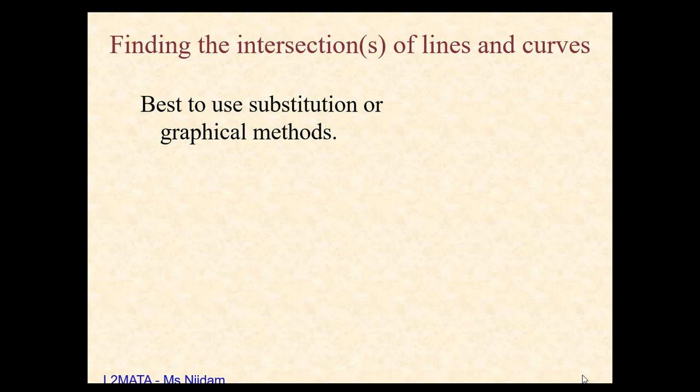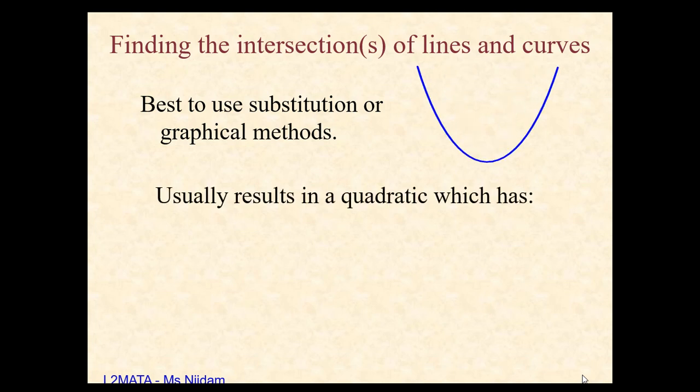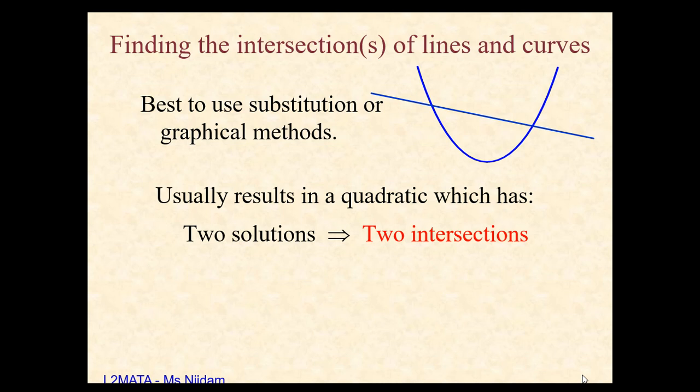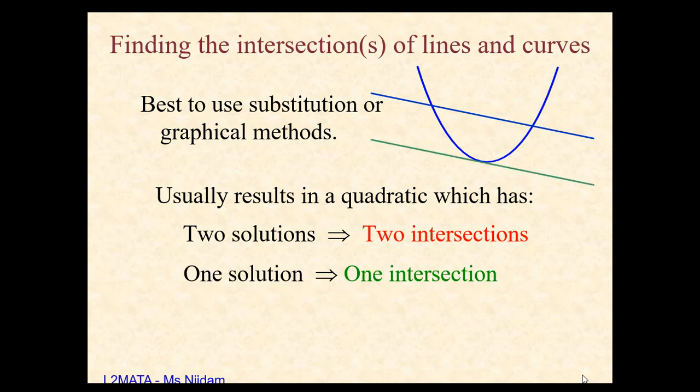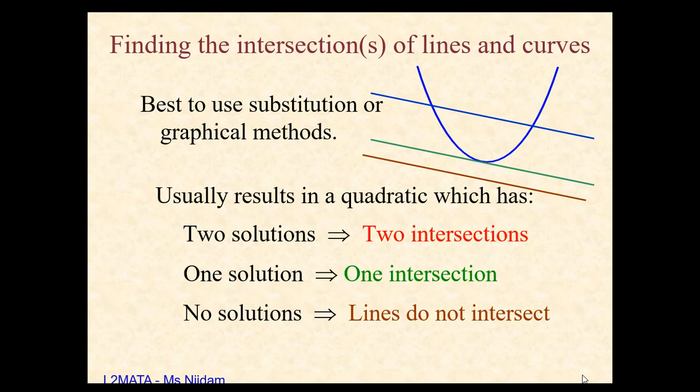Finding the intersections of lines and curves. It is best to use the substitution method or graphical methods. So it usually results in a quadratic which has two solutions because there's 2 points of intersection. You could have a situation where there's just one solution or one intersection point, and that line there is known as the tangent line. Or you could have no solutions, and that's because the curve and the line are not intersecting.